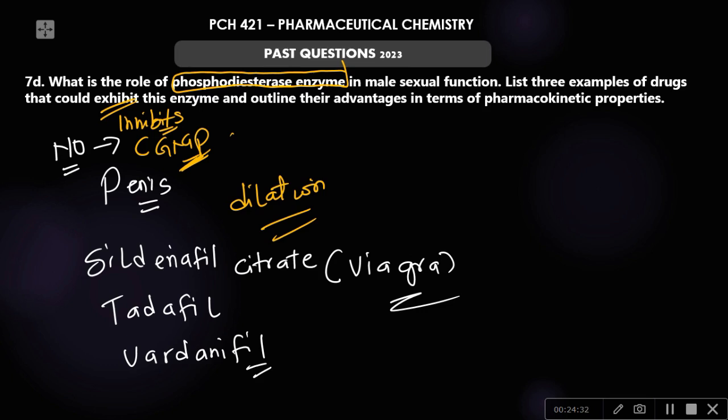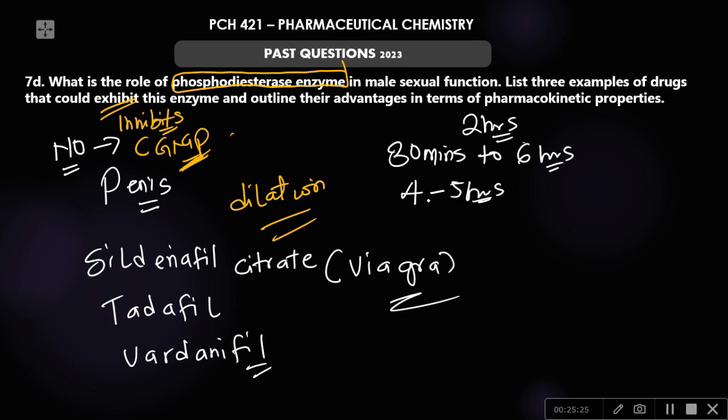Now, outline the advantages in terms of pharmacokinetic parameters. If you look at the pharmacokinetic parameters, you agree with me that tadalafil has a half-life of 17.5 hours and reaches peak plasma concentration within 30 minutes to 6 hours, so it has a median of about 2 hours. Is that okay? And then vardenafil has a half-life of about 4 to 5 hours. All these things are the pharmacokinetic parameters that we actually stated.